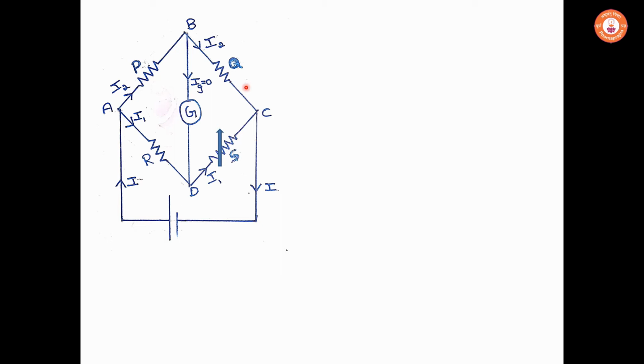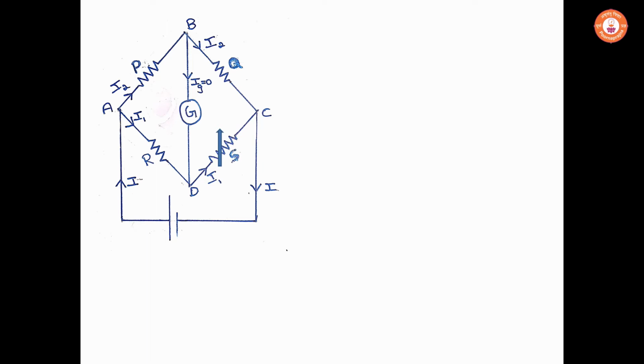Under normal condition, the bridge is in unbalanced condition, so current flows through the galvanometer, therefore it shows some value. But to say the bridge is in balanced condition, there should be zero or null deflection in the galvanometer and there is no current across the BD terminal. This is achieved by adjusting variable resistor S.